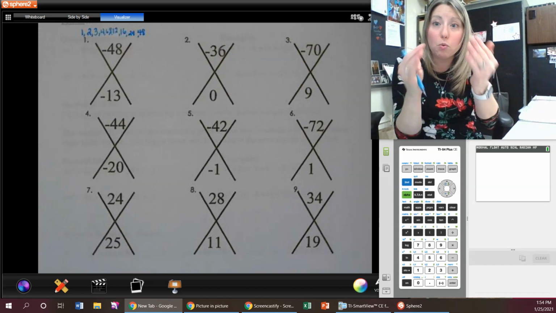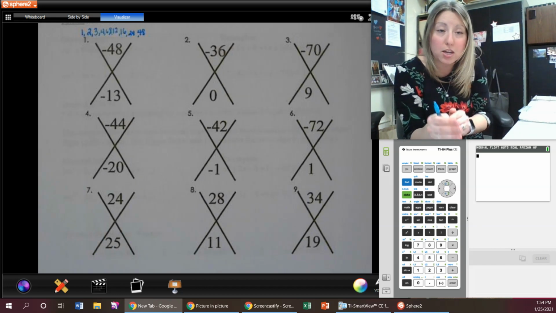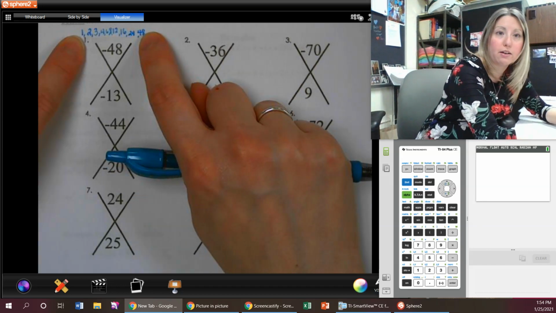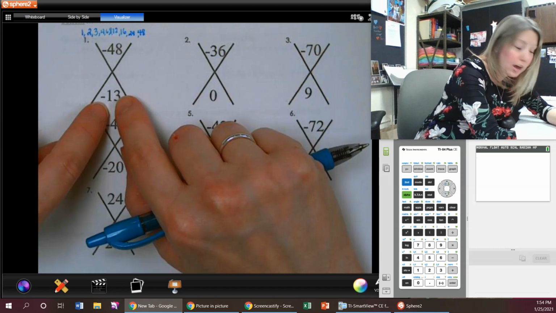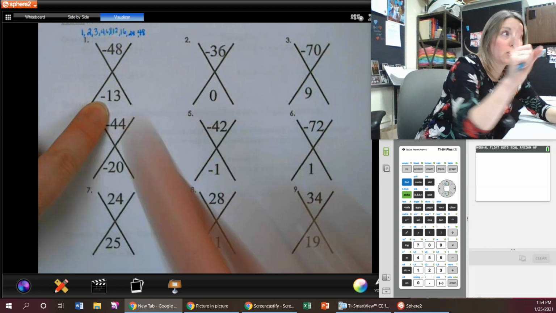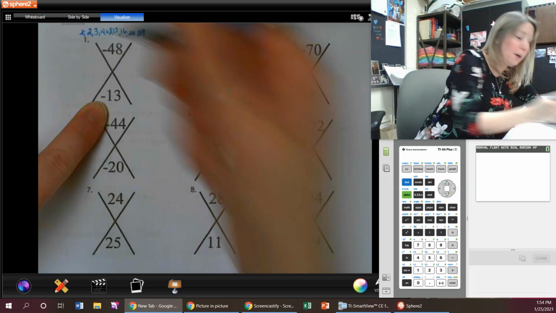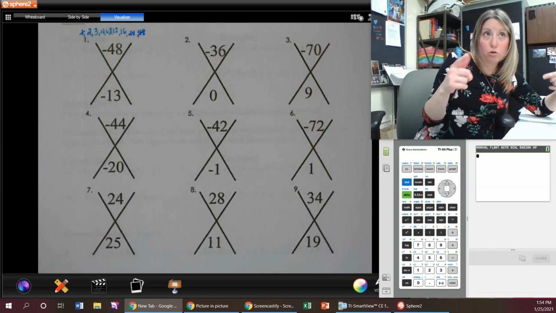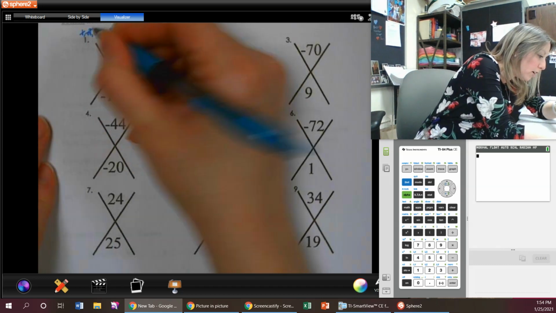Well, now I need to think which of those pairs also adds or subtracts to give me 13. So let's start with 1 and 48, right? Will 1 and 48 also add or subtract to give me 13? Well, they add to 49, they subtract to give me 47. So no, that pair won't work. So now try 2 and 24. 2 plus 24 is 26, and 2 minus 24 is 22. No, that's not 13, so they're out.